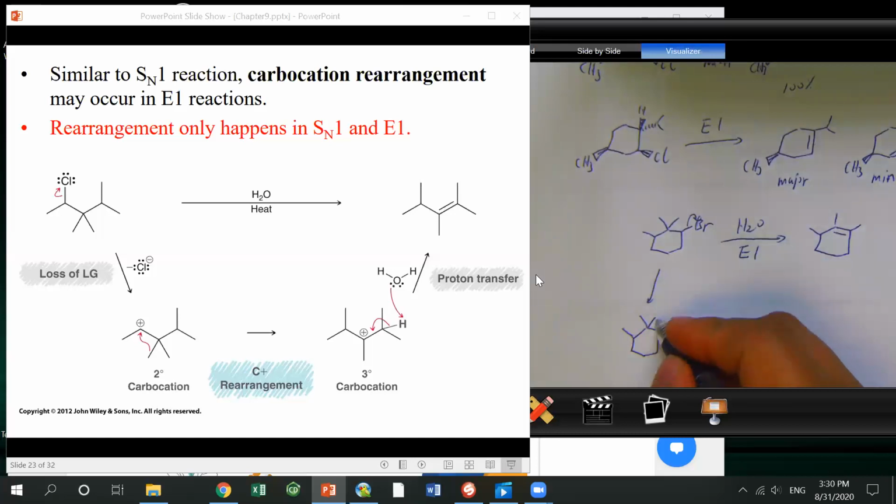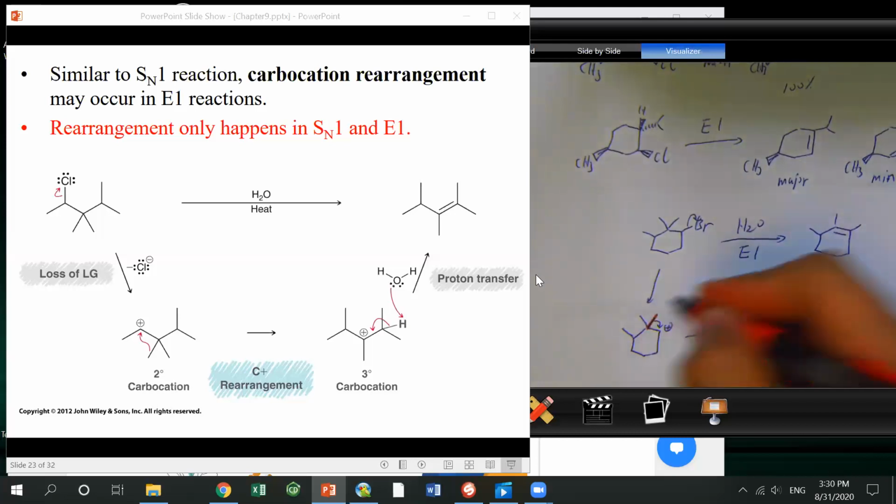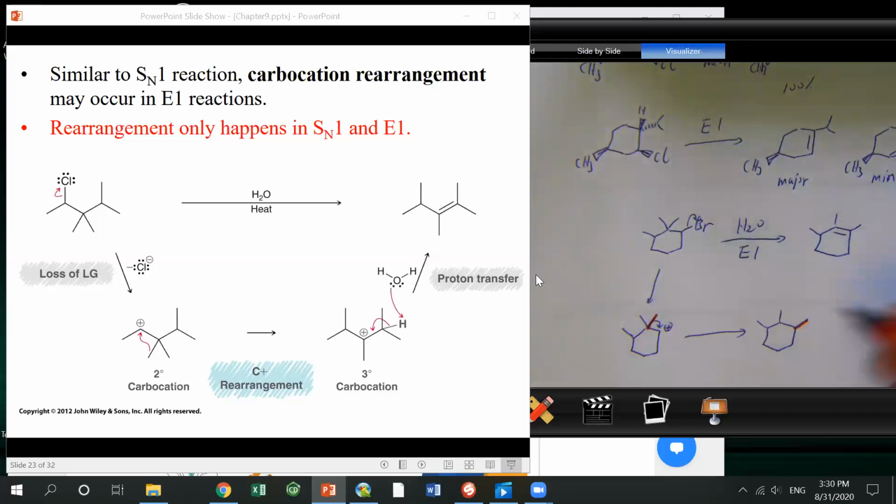So you can do a 1,2 alkyl shift: the whole methyl group shifts to this carbon, and you generate a more stable tertiary carbocation. So there are no methyl groups here. Maybe I'll label it in a different color so this is the methyl group now shifted here. And then we have a carbocation on this carbon. So now we can do elimination.